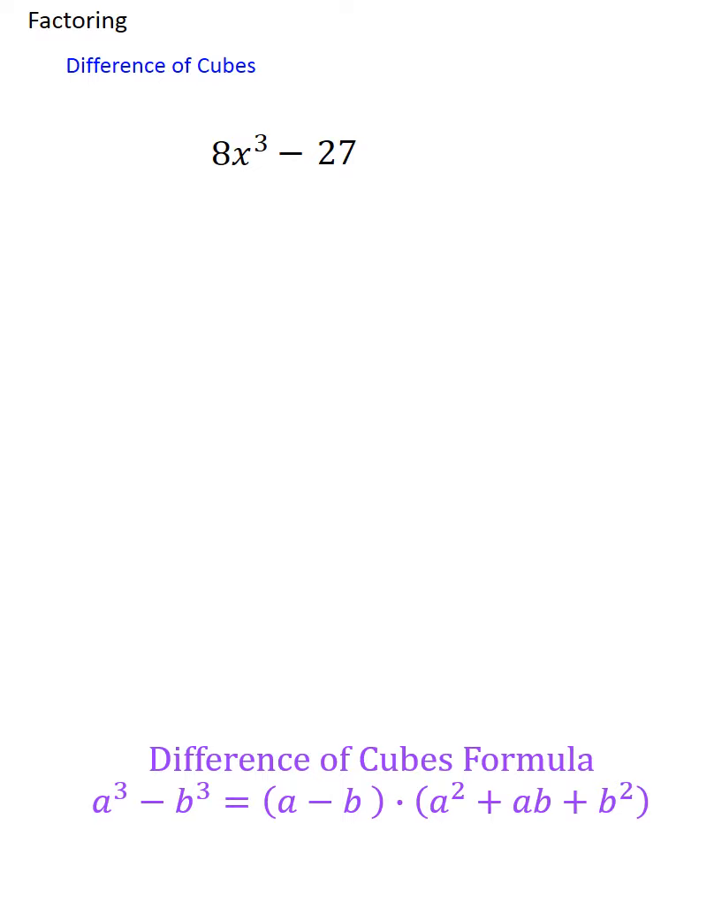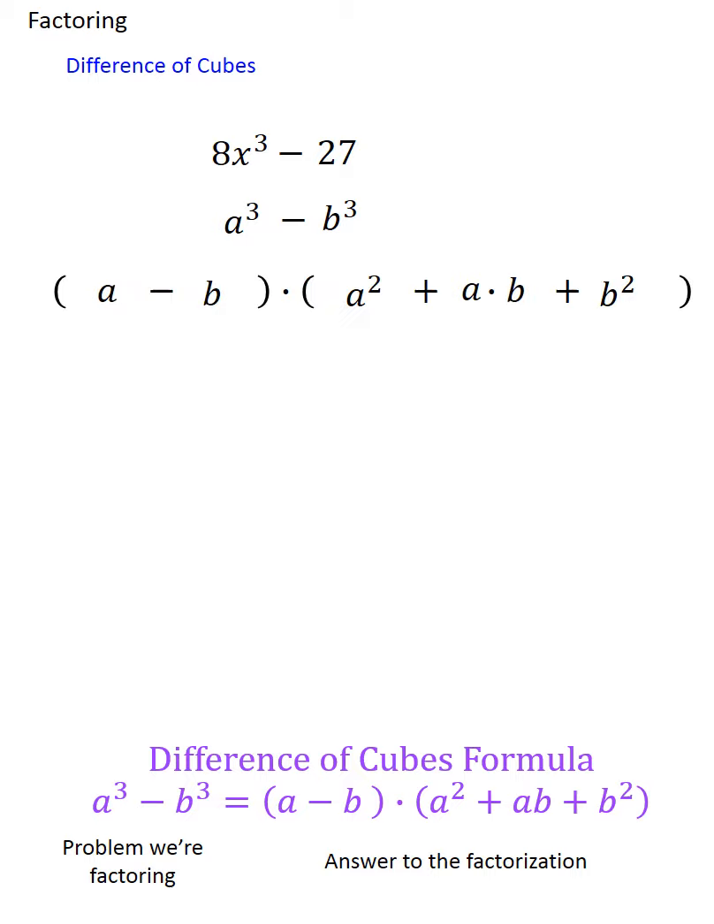But if you're a formula person, here's what you can do. Consider the left side of this formula as the problem we're factoring, and the right side as the answer to the factorization. Now, of course, there's no a's or b's in our problem, but here's what we can do. We can compare the problem to the left side of the formula, and ask the question, how are we going to find a and b to fill in this formula?